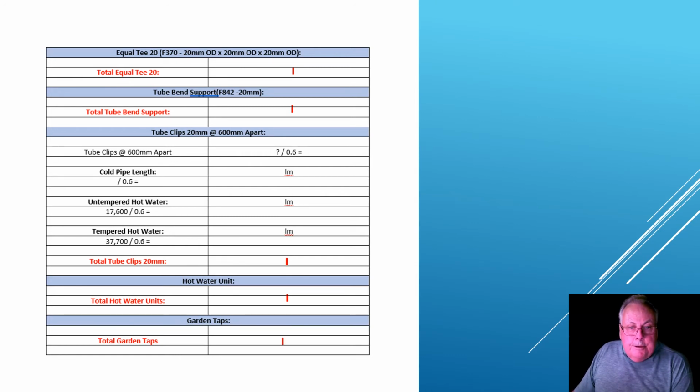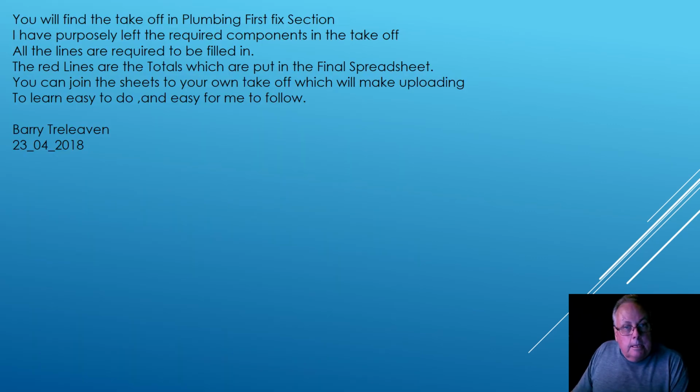All right, so basically as an overview, we'll just go on to the last slide. So you will find the takeoff in the plumbing first fit section. I purposely left the required components in the takeoff, and all the lines are required to be filled in. The red lines are the totals, which are put into the final spreadsheet. You can join the sheets to make your own takeoff, which will make uploading to learn easy to do and very easy for me to follow.